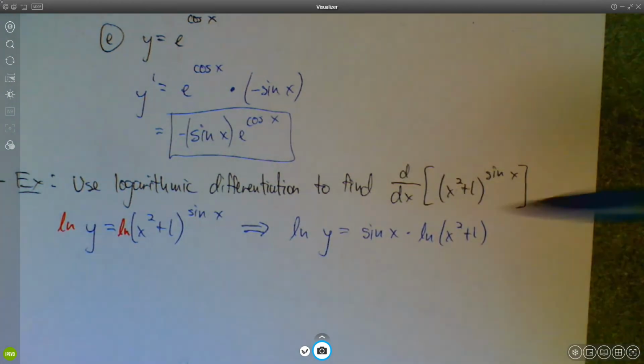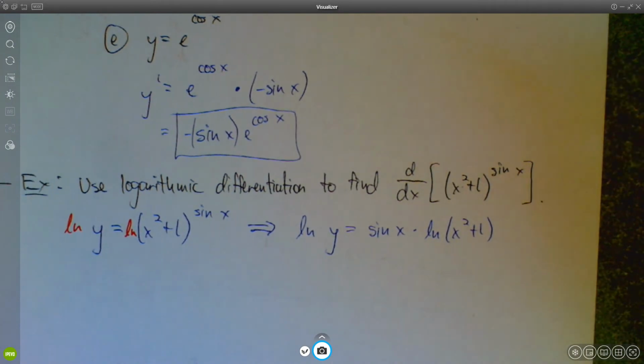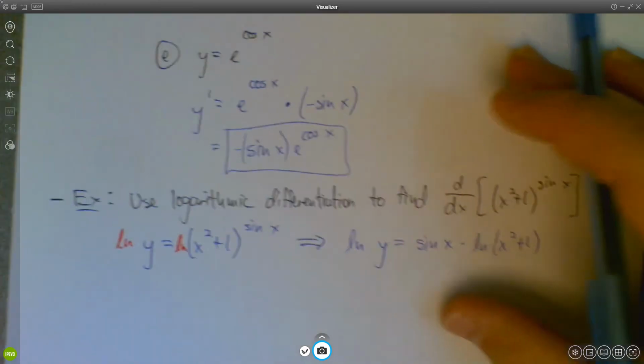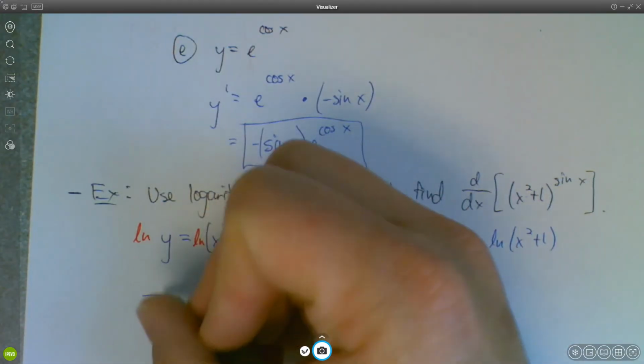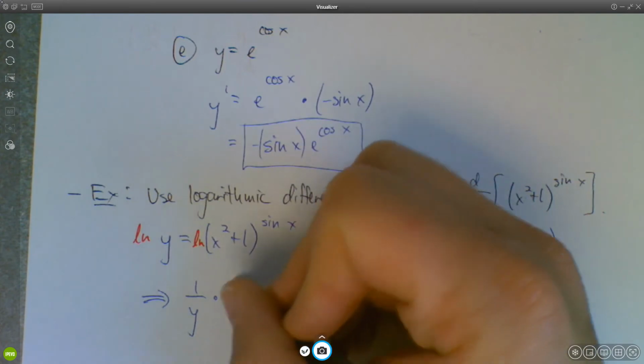Okay. And now we can differentiate. We can use some implicit differentiation, right? So we can say, what's the derivative of ln of y? That's going to be 1 over y times dy dx.